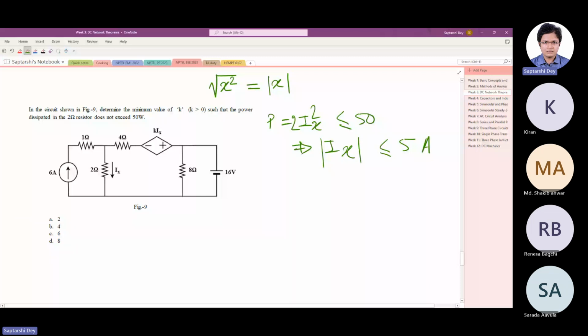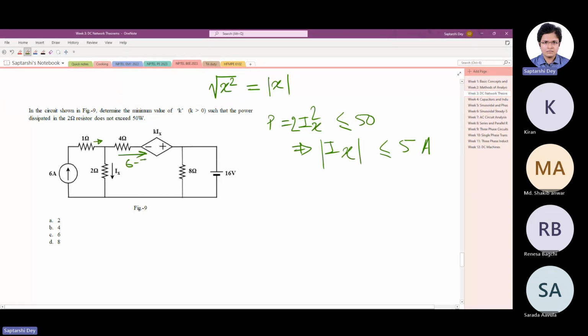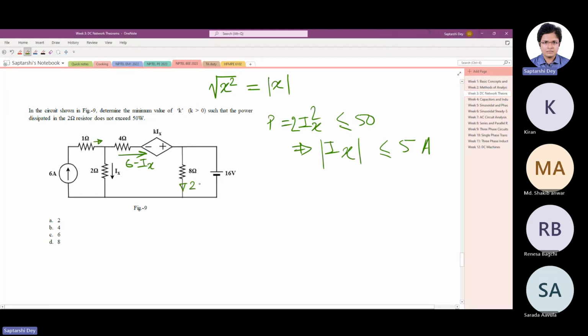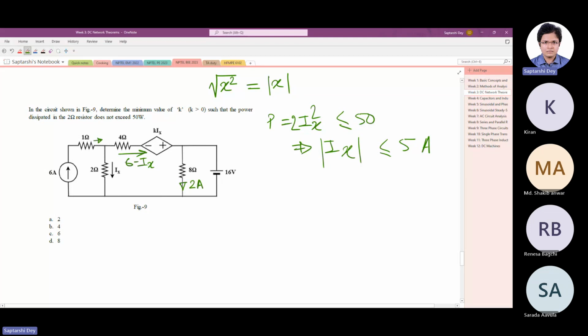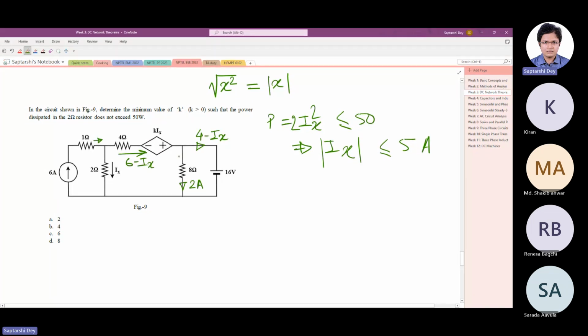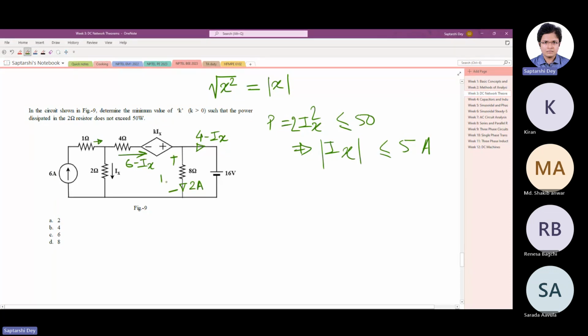Okay. Can we solve this? Let us solve this. K we do not know. So we have a current controlled voltage source here. Ix is coming this way. So 6 ampere comes this way, of which Ix goes out. So the current that we have here is 6 minus Ix. And here we have 8 ohm 16 volts. So this current has to be 2 ampere. So 6 minus Ix was coming, 2 ampere goes away. So this is 4 minus Ix. Anyway, we do not need this. Just take this as 16 volt. That is enough.